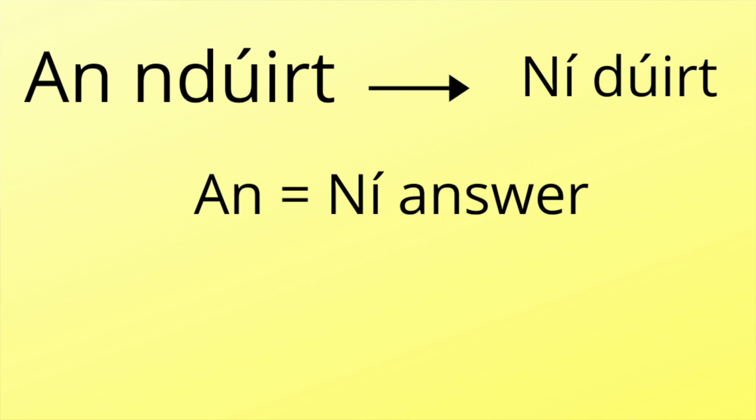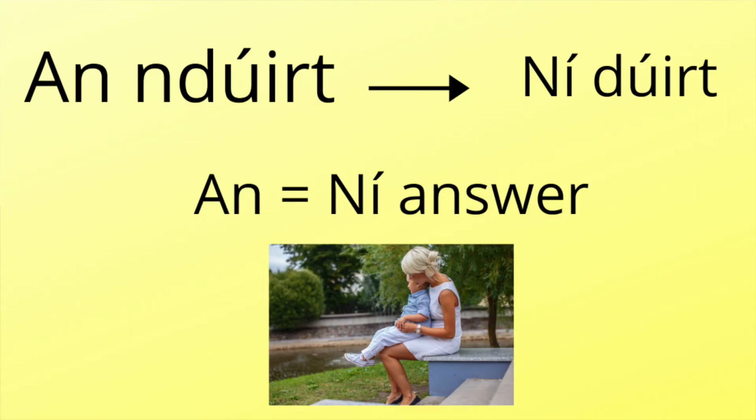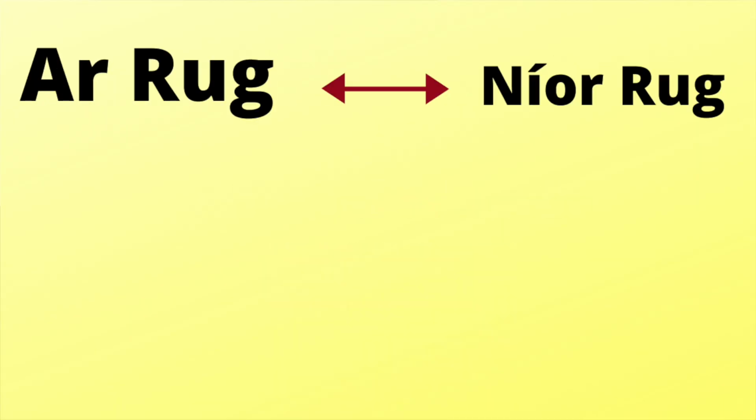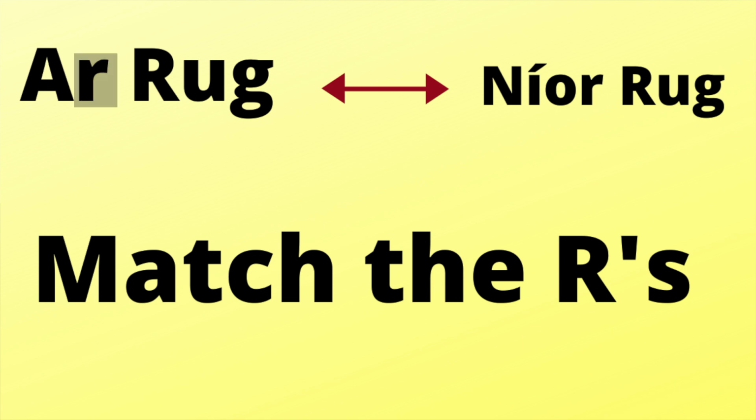So an equals ní. And the easy way to remember that is think of someone like, for example, a child sitting on your knee. On the knee, or on your knee. So that could be a nice way of relating those two and avoiding any confusion. Then, as I said, ar rug, for example, well, the answer there is going to be níor if the question begins with ar and you want to answer in the negative. It's just a case of matching the rs. There's an r in ar and there's also an r in níor. So if you match the rs, you'll find the answer.